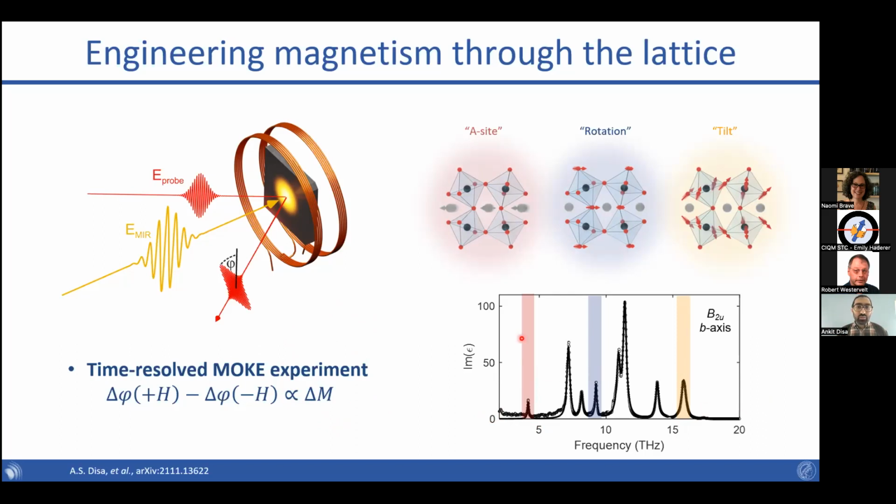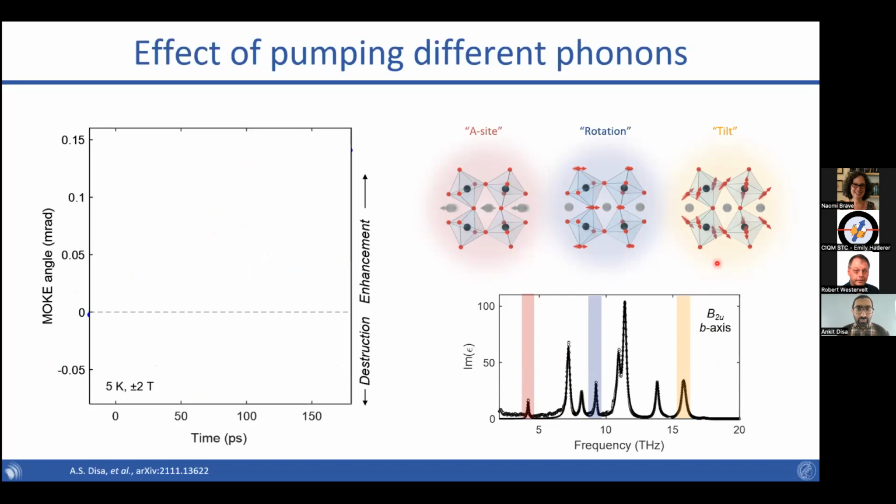And so what we were able to do then is to pump various phonon modes and compare their dynamics. And what we're going to do is focus on 3 modes, one at 4 terahertz, one at 9 terahertz, and one at 16 terahertz. And these all have very distinct, qualitatively distinct atomic distortions associated with them, which change the octahedra in different ways. And so we can compare the dynamics of these and see what kinds of distortions would create different changes in the magnetic order. So we'll start with a measurement well below TC at 5 Kelvin.